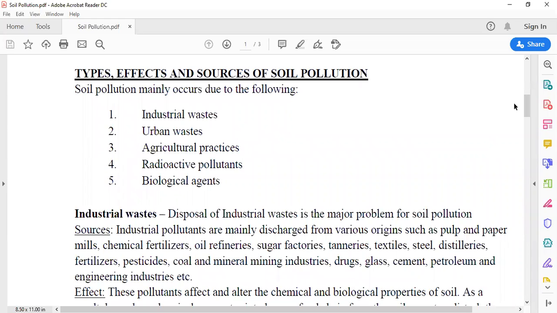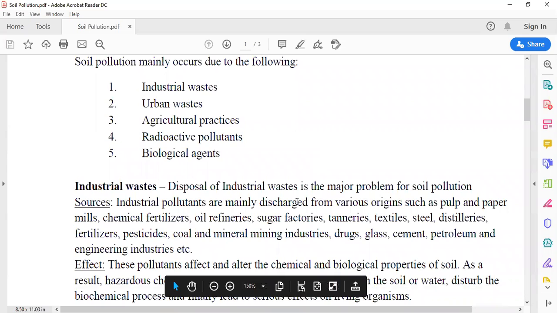Industrial waste. Disposal of waste from industry is the first and foremost major problem for soil pollution. Industries, particularly various mills such as pulp and paper mills, chemical fertilizer industry, oil refineries, sugar factories, textile industries, steel, distillery, fertilizers, pesticide, and other industries, which may include drug, glass, cement, and petroleum industries, dispose their waste into soil. That's why soil pollution occurs.